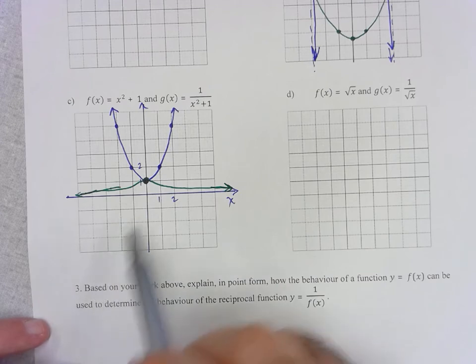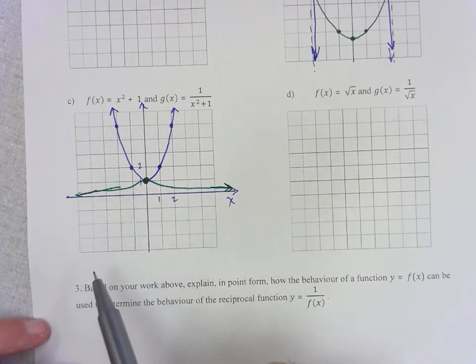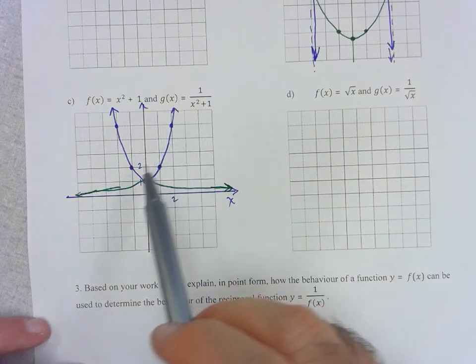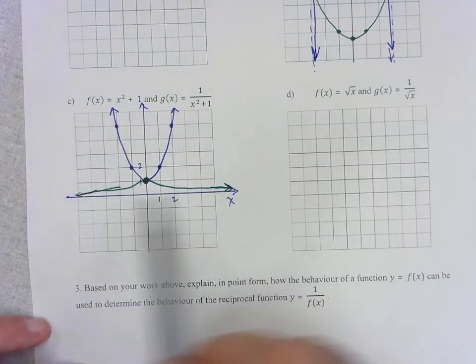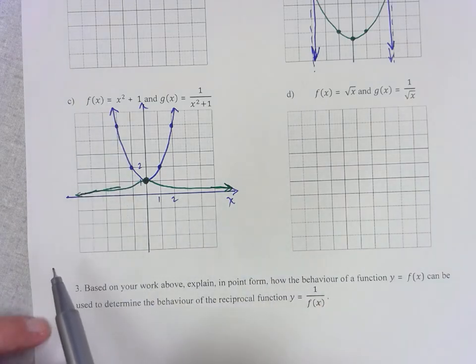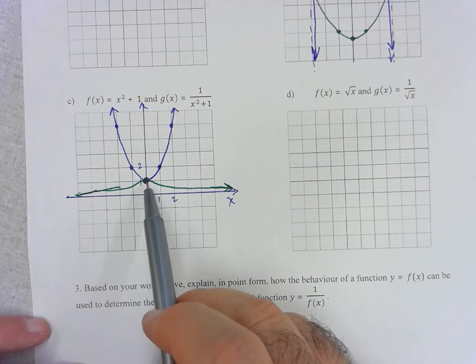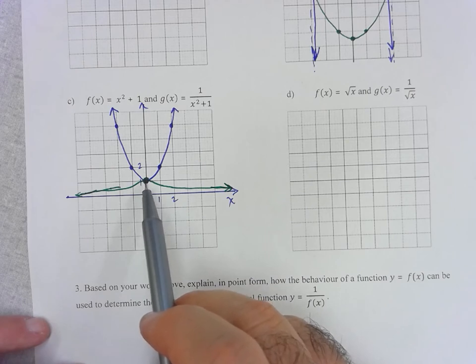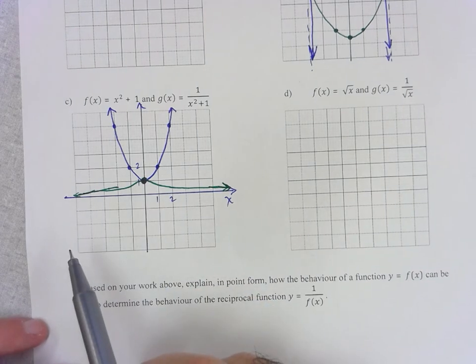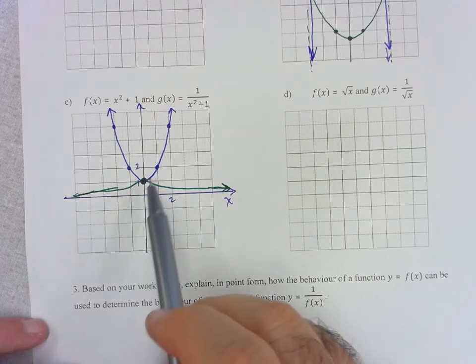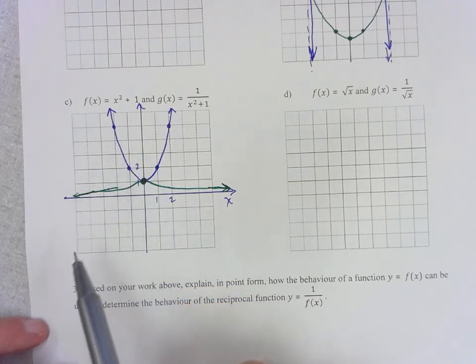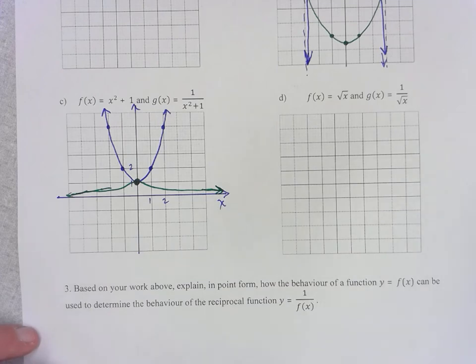Since there were no zeros, I just went on to the other things. Look at the end behavior of the original function to find the end behavior of the reciprocal. Look at the points that are invariant, in other words, the points that they share, and then from there, see if you can intuitively determine what the shape of the rest of the function should look like. Okay, that's it for this one.